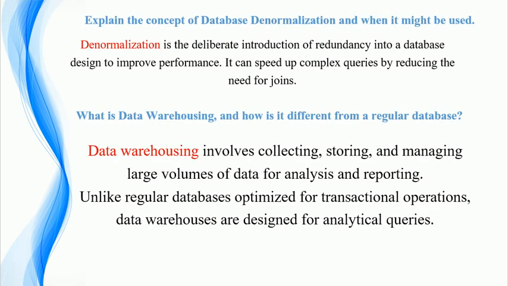Our first question is, explain the concept of DBMS denormalization and when it might be used. According to this question, what is denormalization and where is it used? Denormalization is a deliberate introduction of redundancy in a database designed to improve performance. It can speed up complex queries by reducing the need for joins.